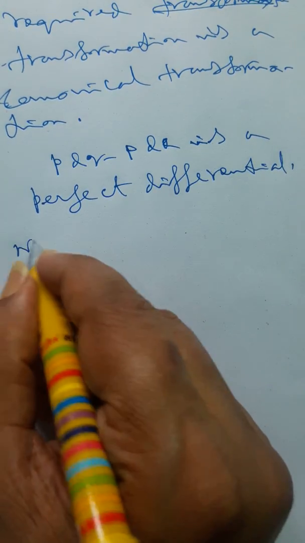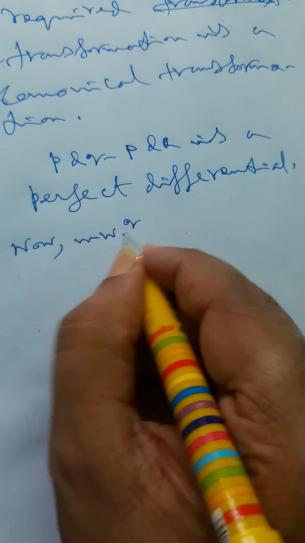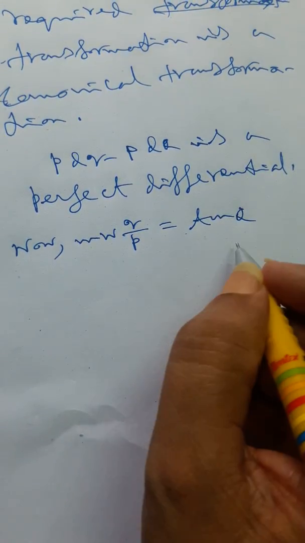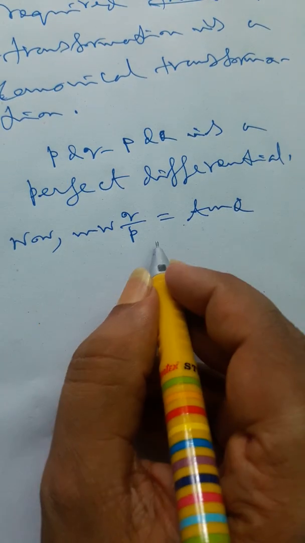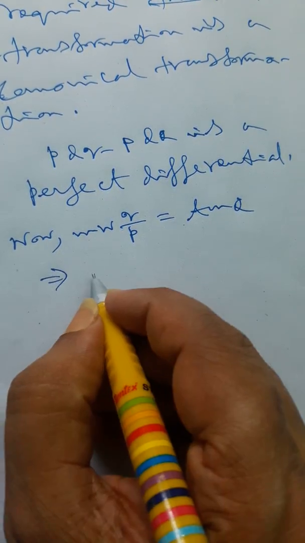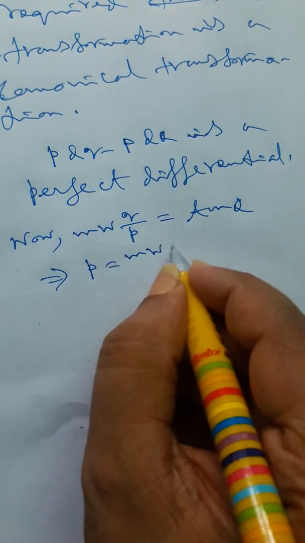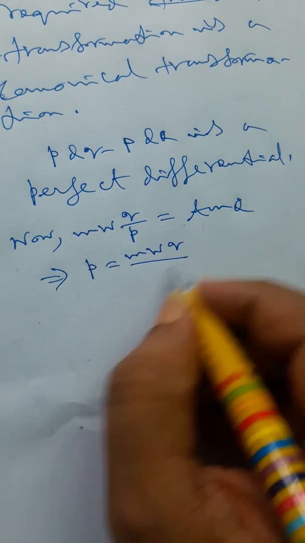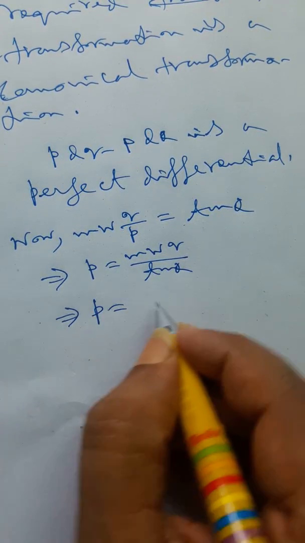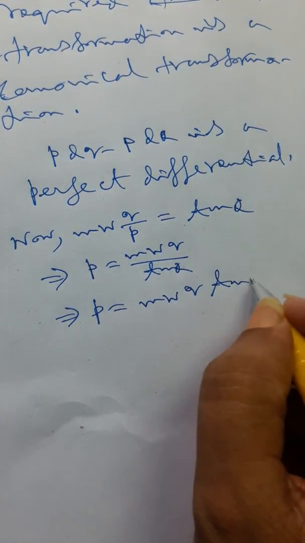Now we consider here m omega q by p is equal to tan q, with reference to the earlier equation of the question. Therefore we can find here p is equal to m omega q by tan q. So here it will be p is equal to m omega q cot q.